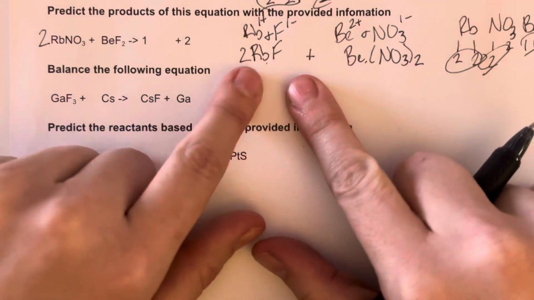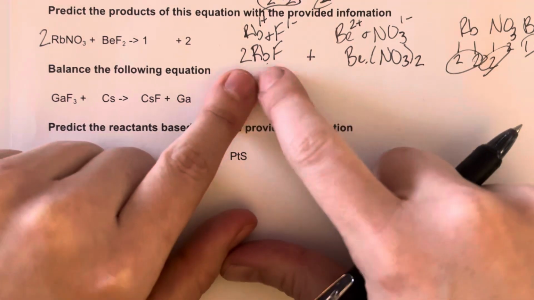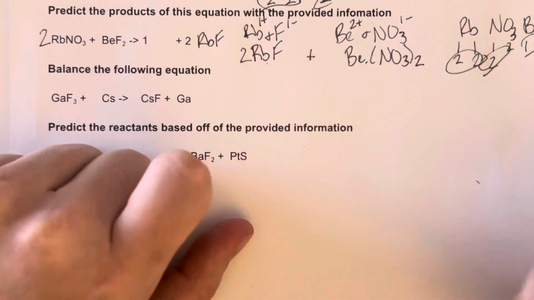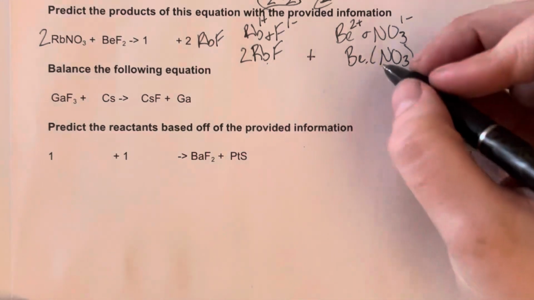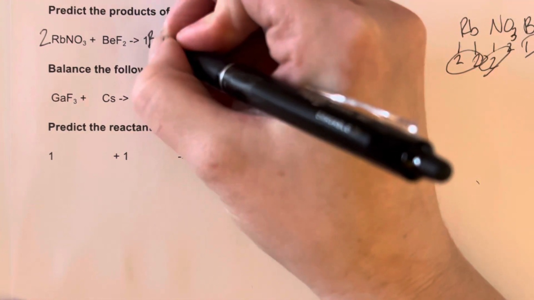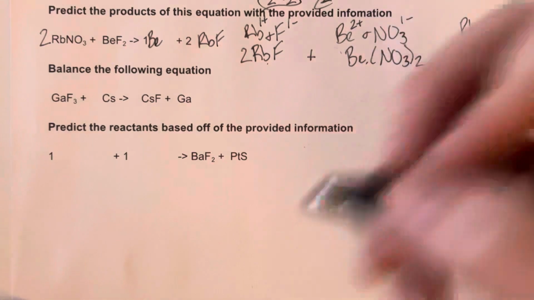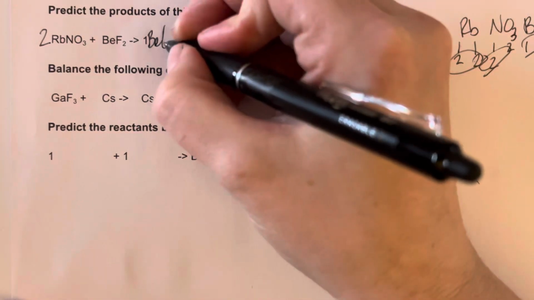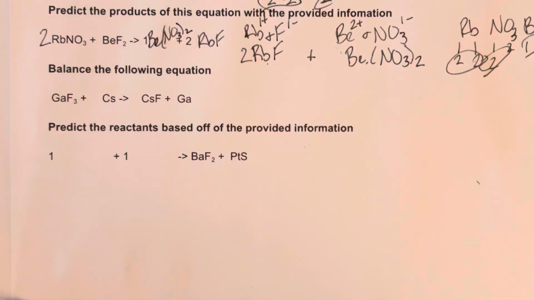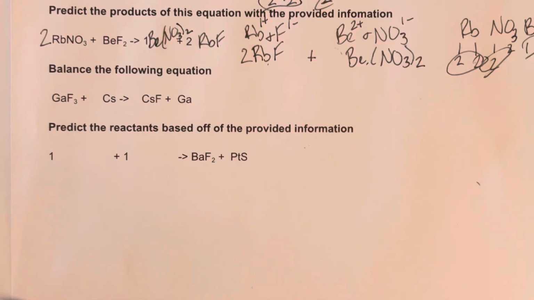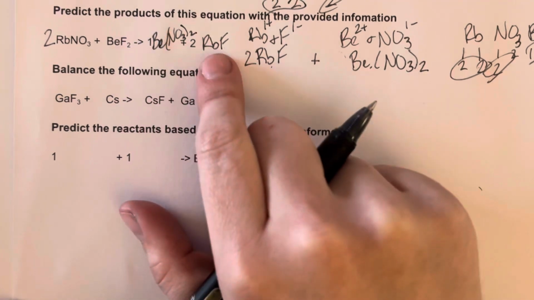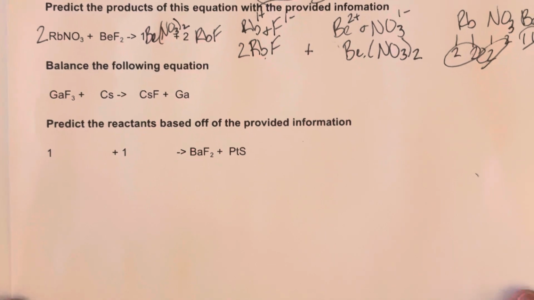And I can see that, okay, this was the compound that had the 2 in front of it, so that means that this has to be where rubidium fluoride goes. And this compound does not have a number in front of it, which means it's an invisible 1. So that would have to be where the beryllium nitrate goes. You can see that I didn't quite give myself enough room there, but that's where you would put beryllium nitrate in the blank, and rubidium fluoride would go in the other blank.